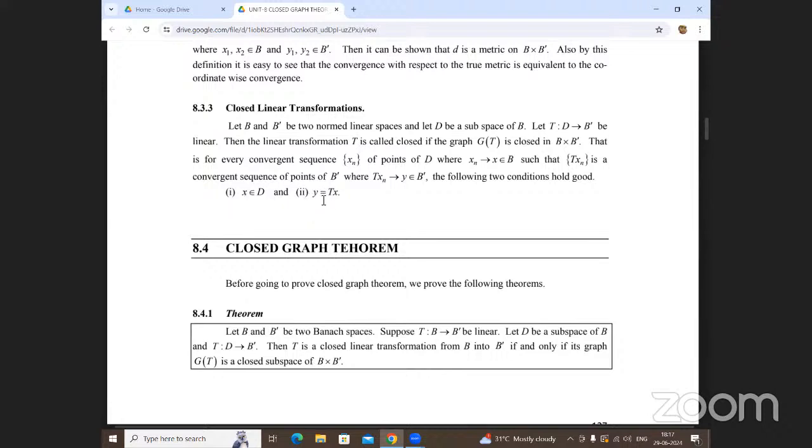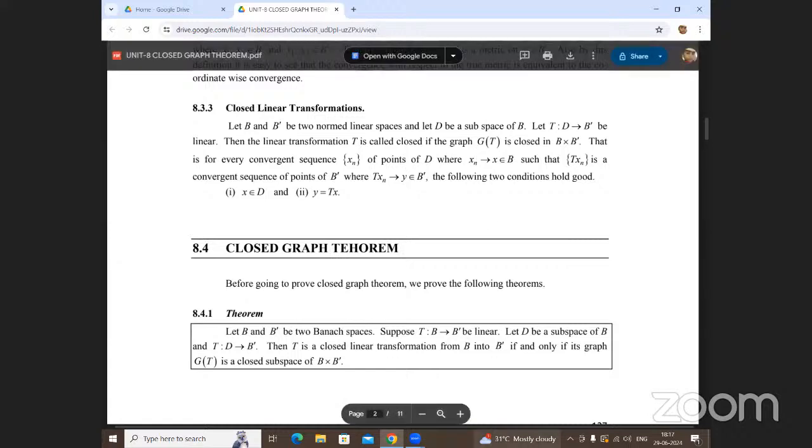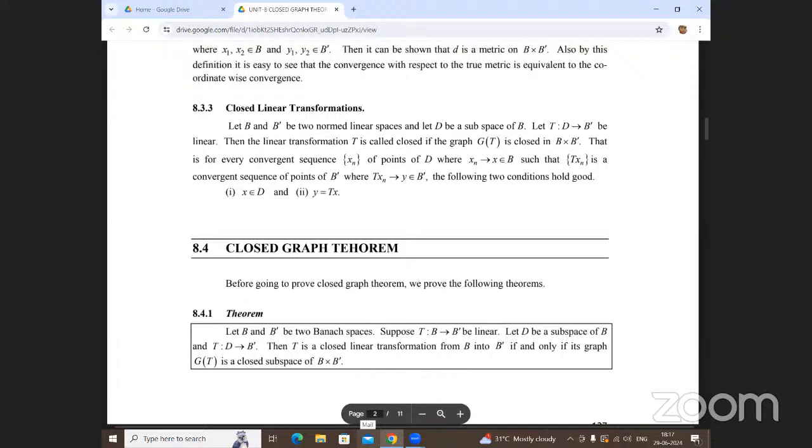When these two conditions are satisfied, that transformation is called closed. In the same manner, the graph is closed in B cross B dash.